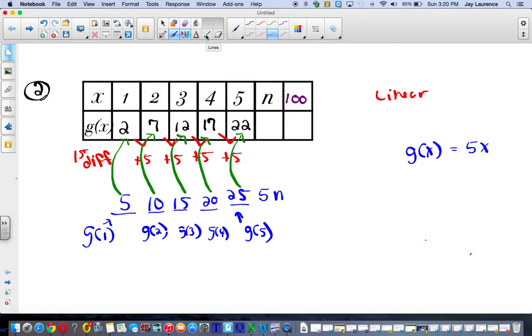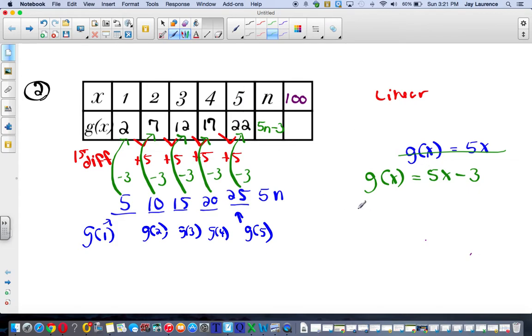Maybe I better go back. Wait, I see it. Do you see it? How can I turn this blue 5 into the black 2? Well, I could subtract 3. If I take the 10 and I subtract 3, don't I get 7? 15 minus 3 is 12. 20 minus 3 is 17. And 25 minus 3 is 22. So why don't I take this 5n here, and subtract 3? So I'm thinking that g of x is really going to be 5x, or 5n, it could be 5n, minus 3. I'm treating n as a specific number.